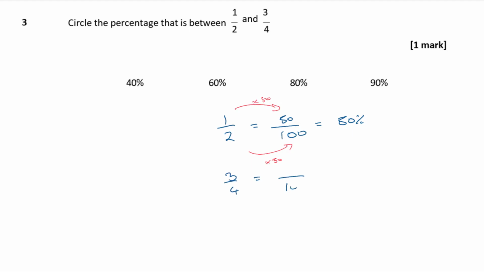Well, 3/4 I could rewrite as a fraction over 100 as well, simply by multiplying the denominator up by a factor of 25, because 4 goes into 100 25 times. So doing the same thing with the numerator, times that by 25 as well. 3 25s are 75. So 3/4 is the same thing as 75 over 100, which is 75%. Okay, so our number must lie between 50 and 75, and there's only one there that does, and that's 60 there. So the answer is 60.